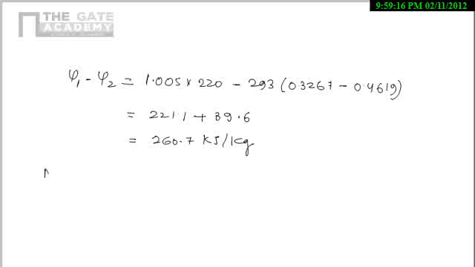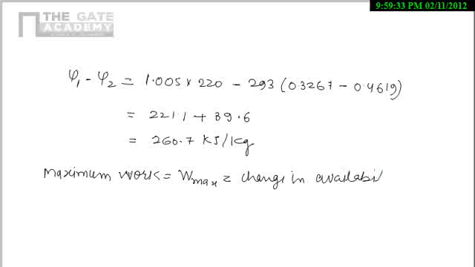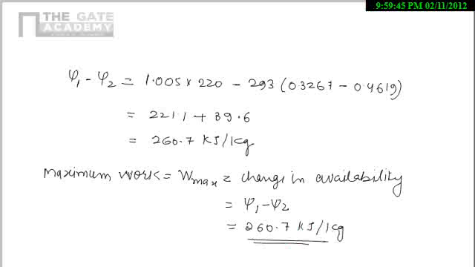The maximum work will be the change in availability. So I can write maximum work W max will be the change in availability, psi1 minus psi2, which is 260.7 kilojoule per kg. So the maximum work will come 260.7 kilojoule per kg.